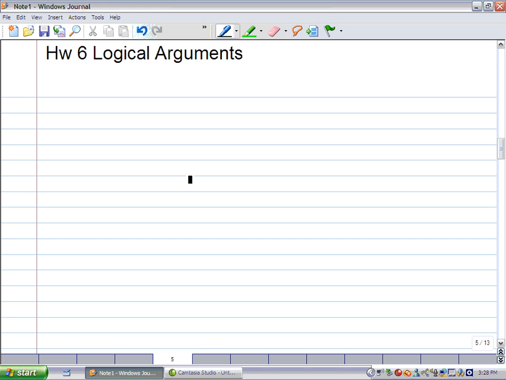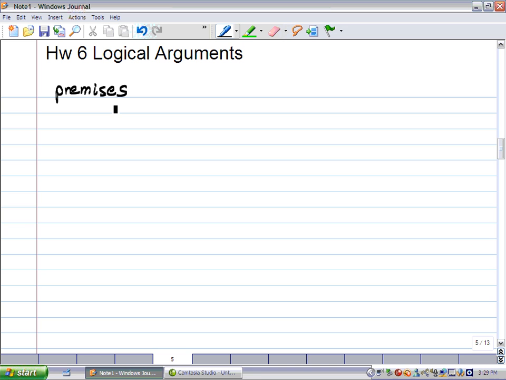In this last section of Homework 6, we're going to look at logical arguments. Now, an argument is made up of two parts. The first part, or parts, are called premises. You may have one or more. Usually you have more than one. We're going to stick in our examples with just a couple.